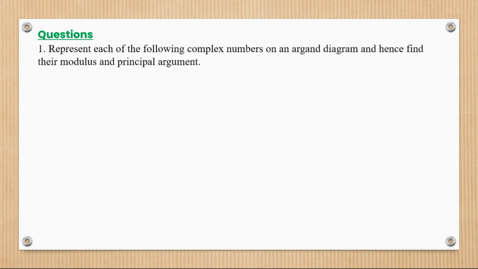Alright, so let's look at some examples. This will help us have a better understanding of what we've just discussed. We're being asked to represent each of the following complex numbers on an Argand diagram, and hence find their modulus and principal argument. So A is that, B is that, C is that, D is that, E is that, and then F is that. I believe after we've gone through each one of these examples, you'll have a better understanding of how to represent them on an Argand diagram.